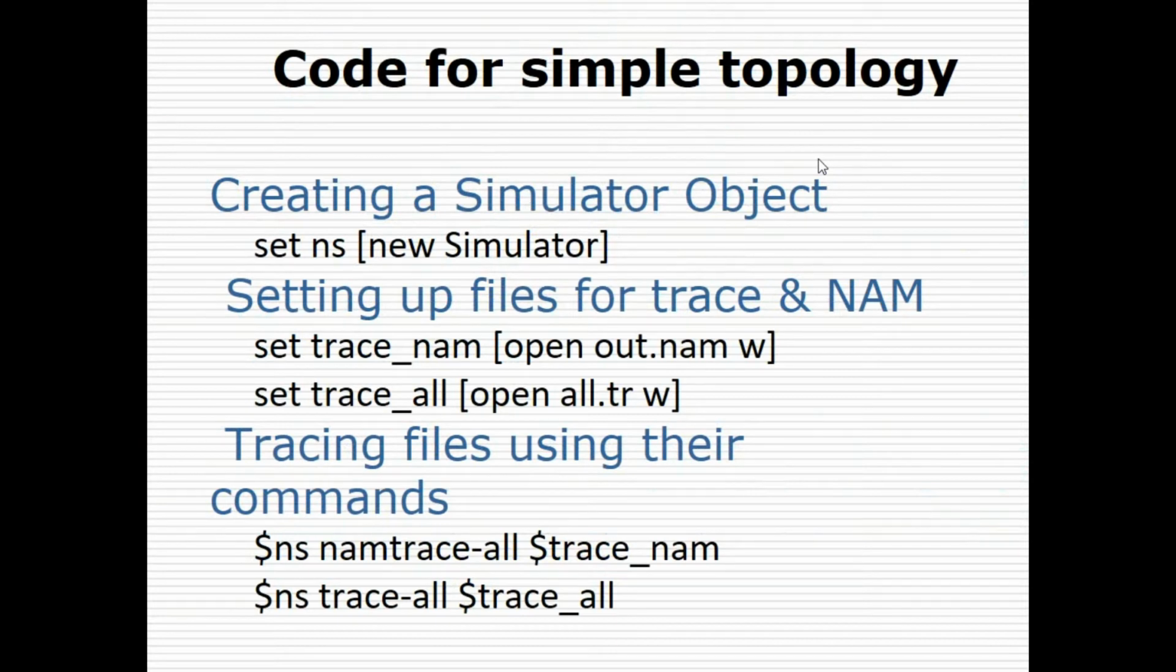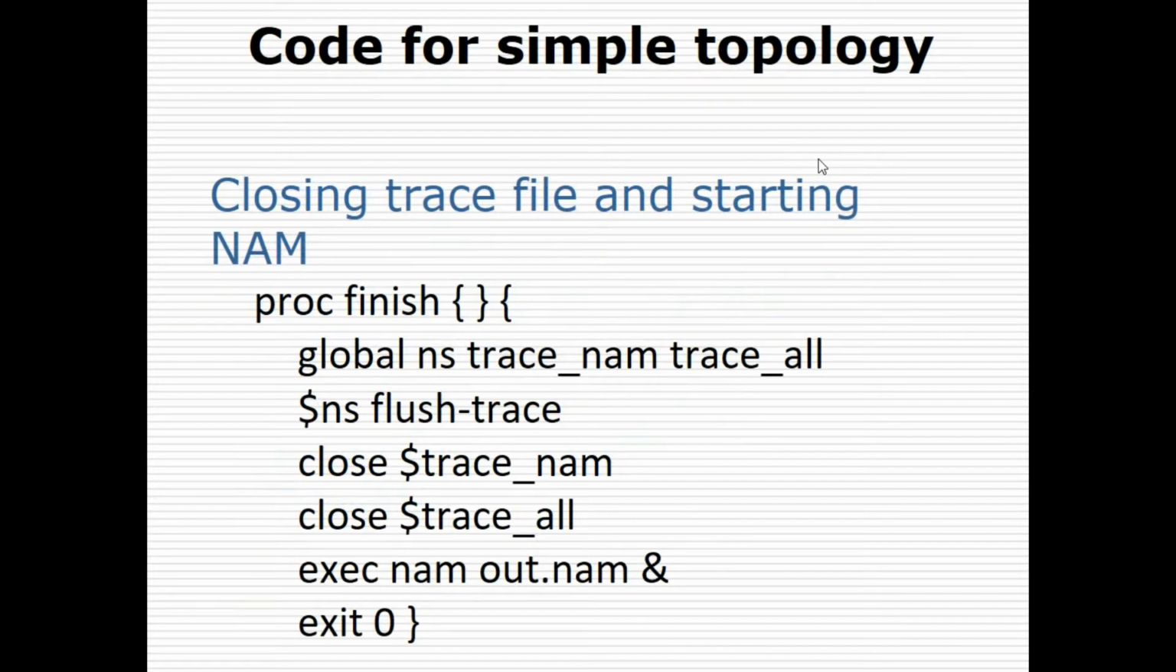Now let us see one of the most important pieces of code which I have drafted for this video, that is creating a simulator object. In order to define a new simulation, we have to go with set ns. ns stands for new simulator. Setting up files for trace and nam, which means in order to get the trace files to analyze the figures and the nam for the network animation, we have to use two main functions, that is set tracenam, which is open out.nam w, and set traceall, which is open for trace files. And tracing files using their command, so set nam trace all to tracenam and ns trace all to traceall. So code for simple topology, under that closing trace files and starting nam.